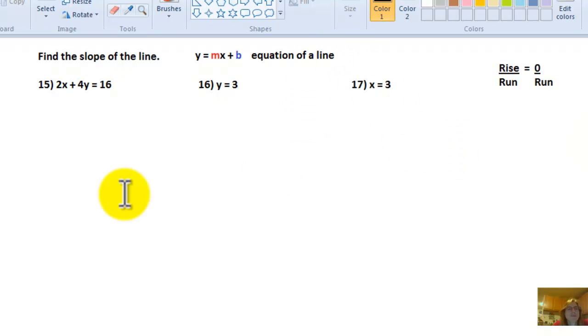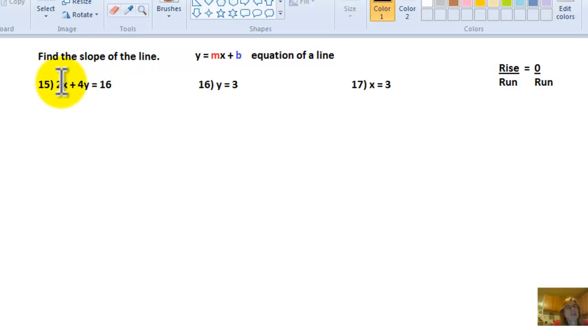Okay, so this is problems 15, 16, and 17 from Test 3 review. You just have to find the slope of each line. Now, these equations don't look normal. They still somehow come back to this basic y equals mx plus b format. But let's take a look at it.